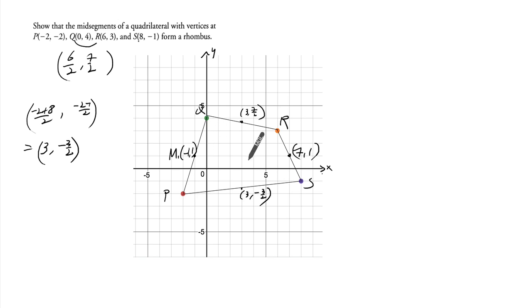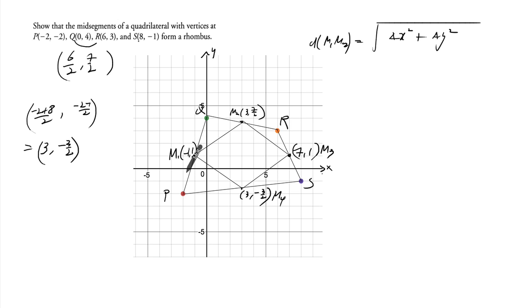So we have to show that this is a rhombus, which means these lengths are all equal. Okay, so let's call this M1, M2, M3, and M4. The distance of M1 to M2 is delta x squared plus delta y squared. The change in the x, right, is 3, subtract negative 1, that's 4. 7 over 2 minus 1 is 5 over 2 squared. Okay, so just leave it like that. We're going to be able to compare the size of numbers just by looking at the form.